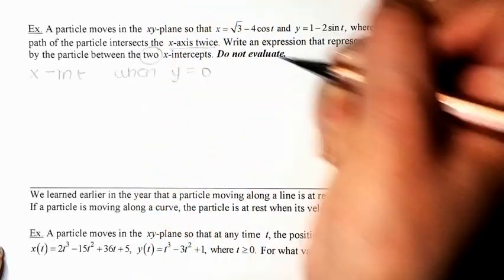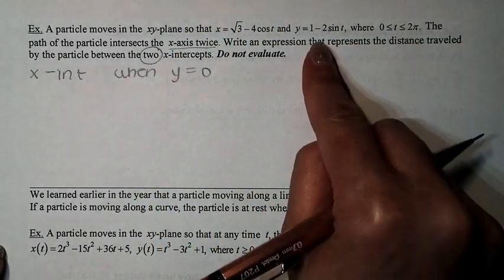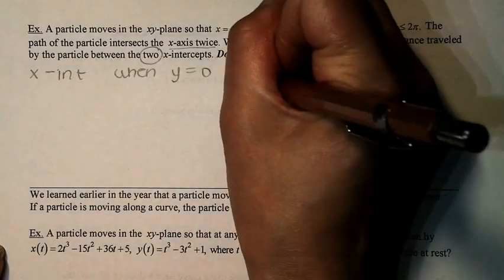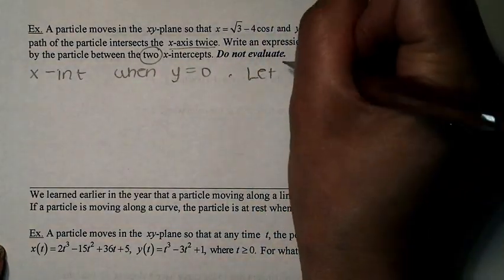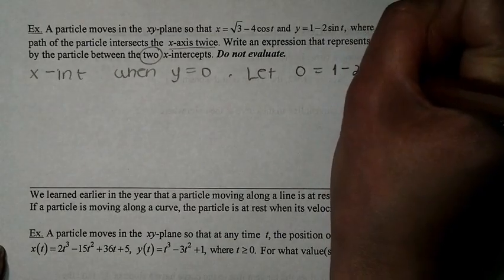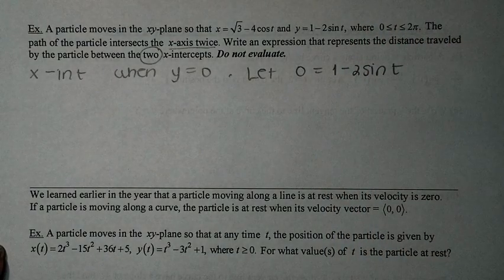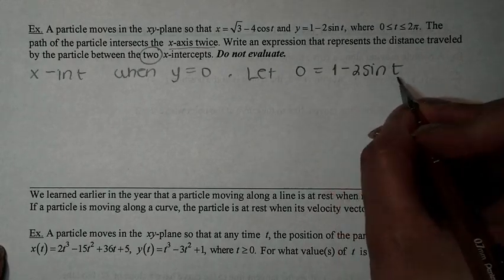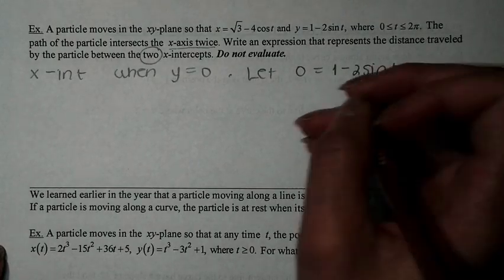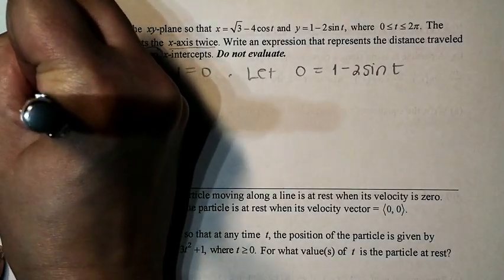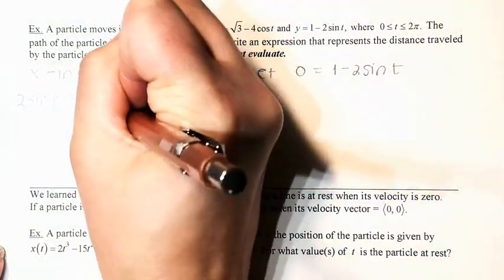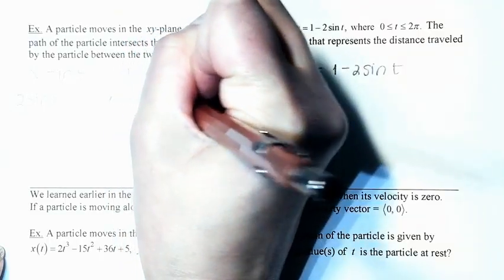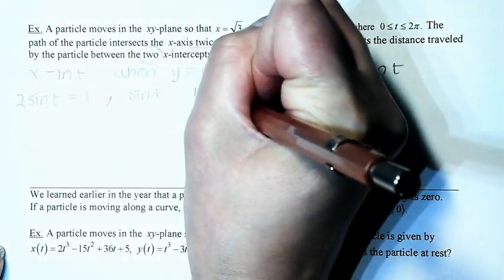Now ask yourself, do you see a y? Yes, I see a y, this. So what you're going to do here is let your y be equal to 0. You let this expression, the y component, be equal to 0. Now ask yourself, can we solve this via precalculus knowledge? Absolutely. What are you going to do? You're going to move the sign to the other side, so you have 2 sine of t equal to 1, and then divide both sides by 2, so you have sine of t equal to 1/2, and boom.